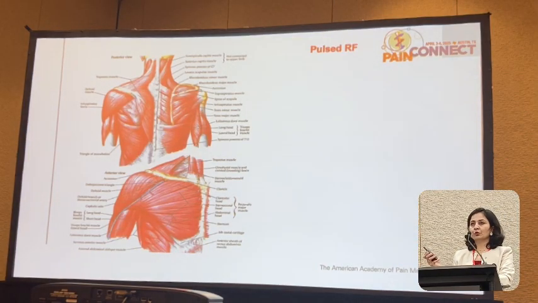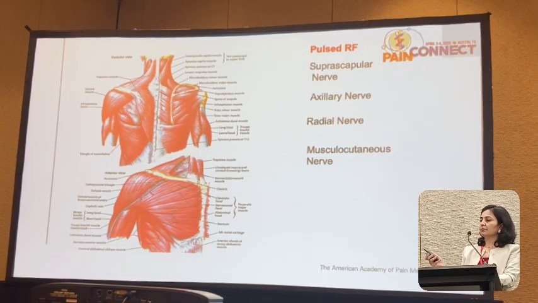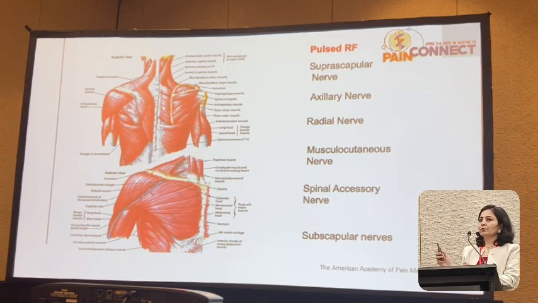For shoulder cases, we do ultrasound guided dry needling of the muscles which are attached to scapula and shoulder muscles. We do pulse radio frequency of suprascapular nerves, axillary nerve, radial nerve, musculocutaneous nerve, spinal accessory nerve, and subscapular nerve. We don't do pulse radio frequency of only genicular nerve, but we do pulse radio frequency of the nerves which supply muscles crossing the joint.